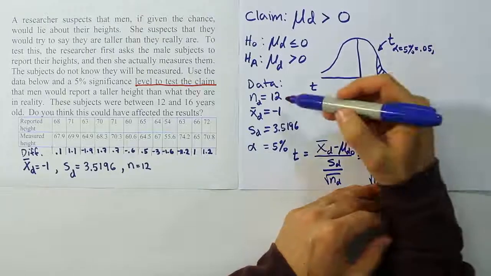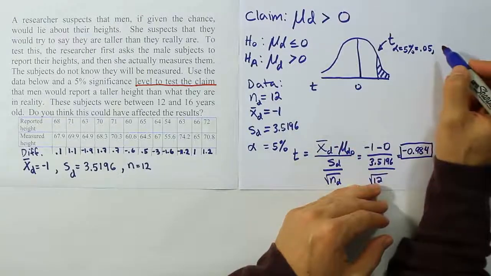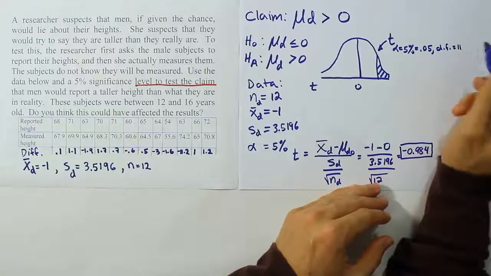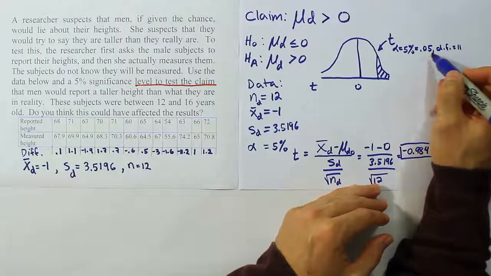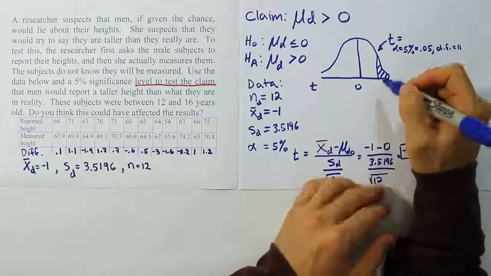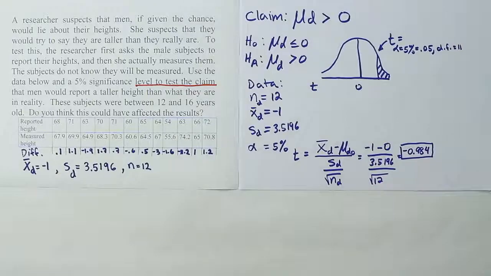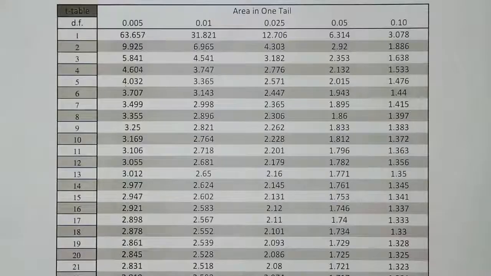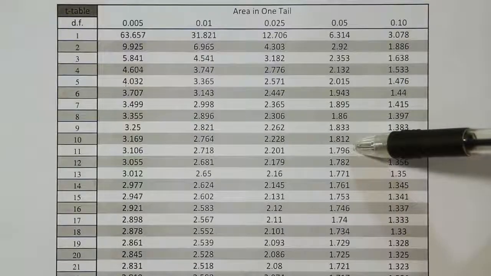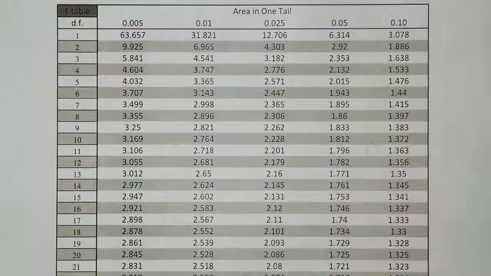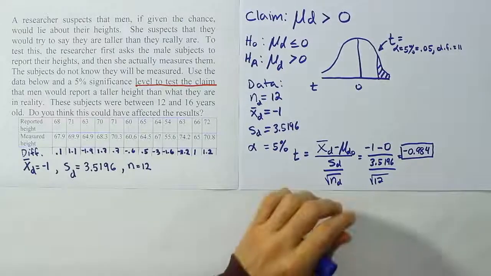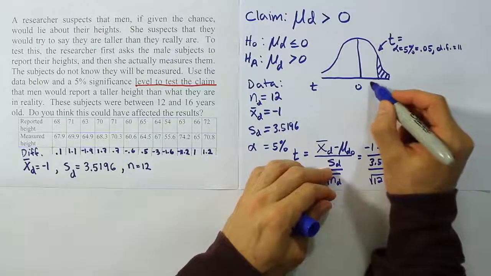The degrees of freedom is very simple. It's just this number minus 1, so the degrees of freedom will be 11. Okay, so let's look up 11 degrees of freedom under the 0.05 column on the t-table, and let's see what we come up with for a critical value. Okay, so we're looking at 0.05 and 11 degrees of freedom. We get the answer 1.796. Okay, so we found our critical value to be 1.796.